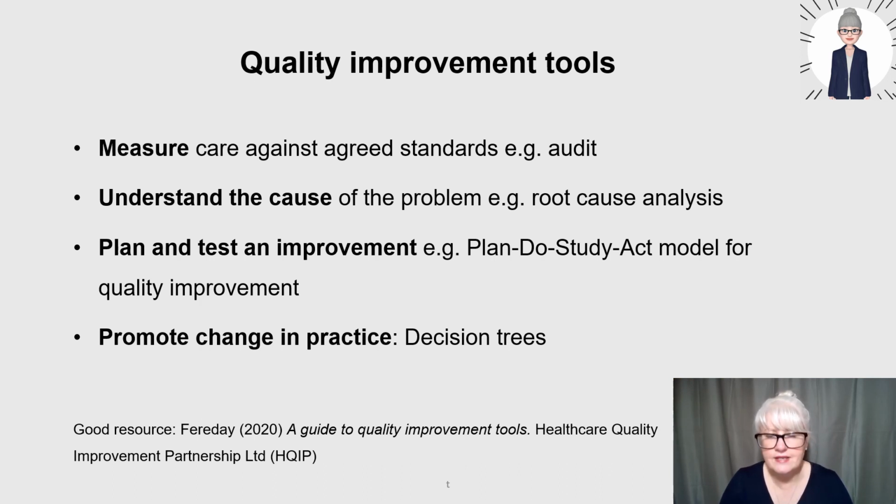And a decision tree is a decision support tool that uses a tree to visualize different decision-making actions and potential outcomes. A good resource is from the Healthcare Quality Improvement Partnership, and they have produced a document, a guide to quality improvement tools, and there's a really simple overview of quality improvement tools which you may find useful.